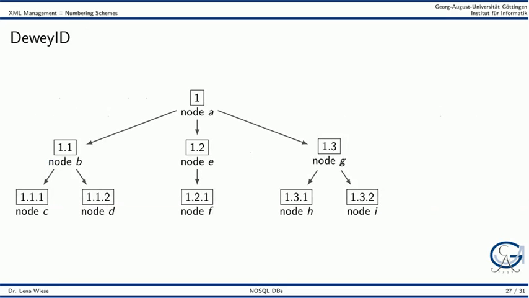Here we see an example of Dewey ID numbering. The root node is on the first level and just has one counter, whereas the leaf nodes are on the third level and have 3 counters concatenated by dots.